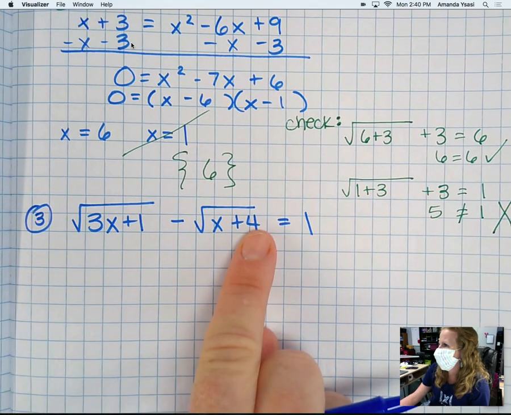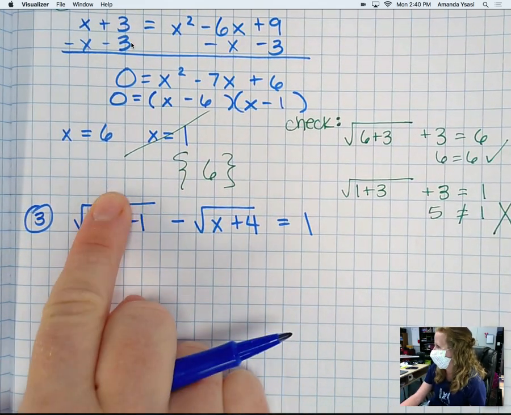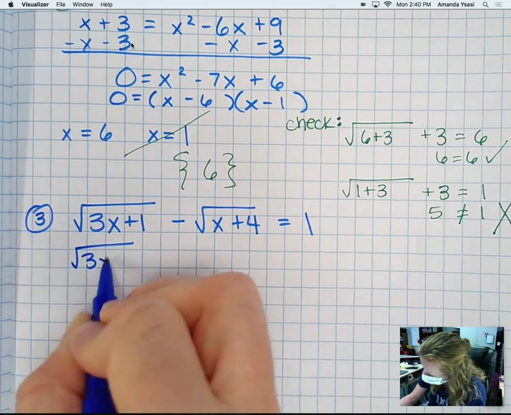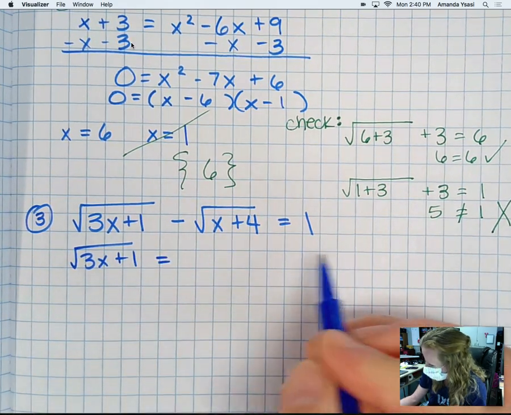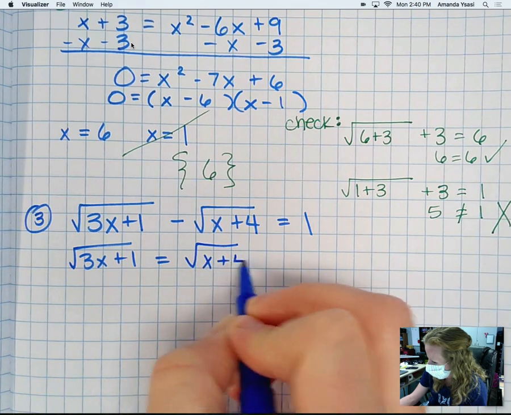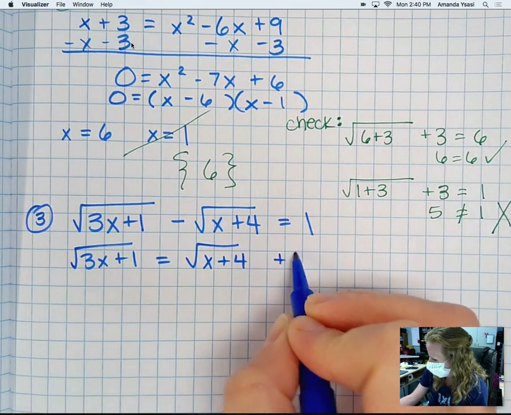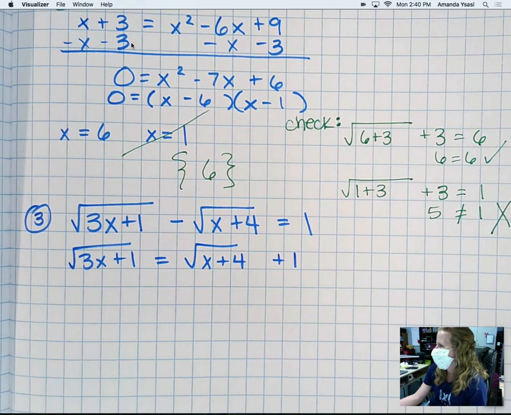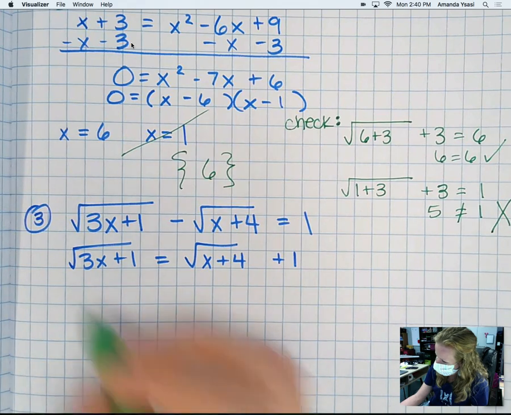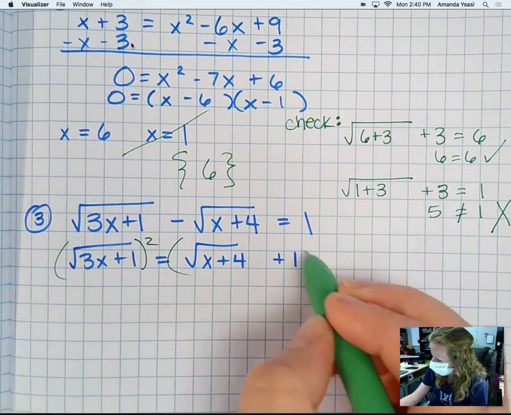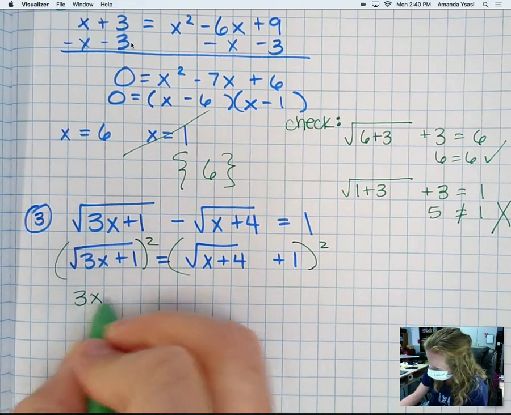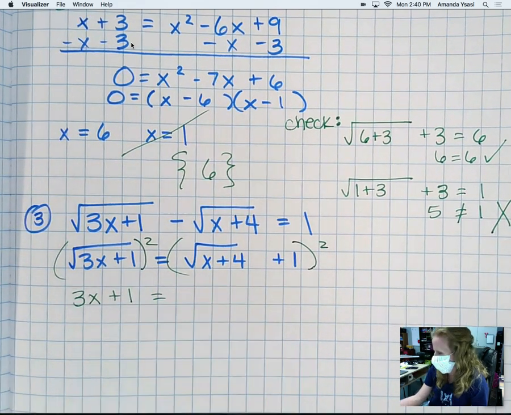Okay, so we have two square roots, but we want to isolate one right now. So let's isolate this one. So 3x + 1 equals, I don't want a negative. Well, I have to move it over anyway. So it's x + 4 plus 1. Okay, now we'll square both sides. So this is 3x + 1 equals.